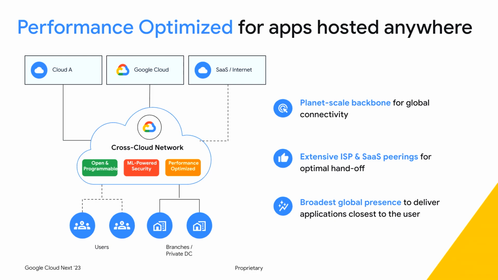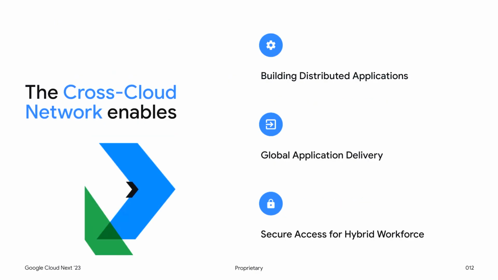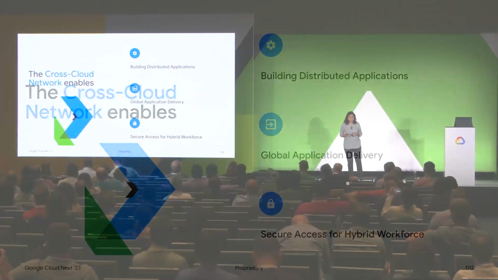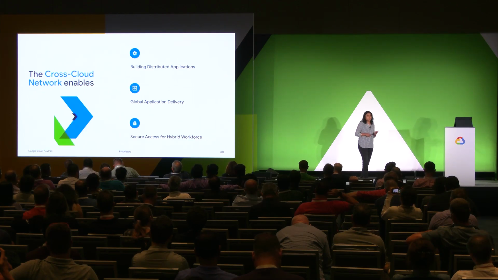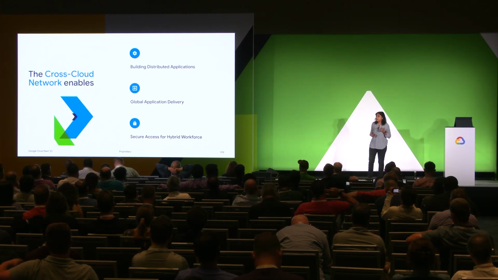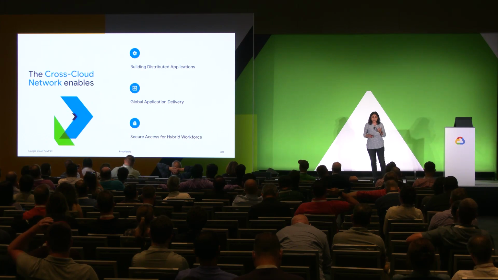And Google's intelligent routing will guarantee the best path to steer your traffic anywhere in your environment. So with cross-cloud network, you can easily consume any GCP service to build your distributed applications anywhere. And we provide you a very scalable, service-based networking architecture to build these applications. You can deliver your distributed applications with ML-based security turned on by default with our Cloud Armor service.